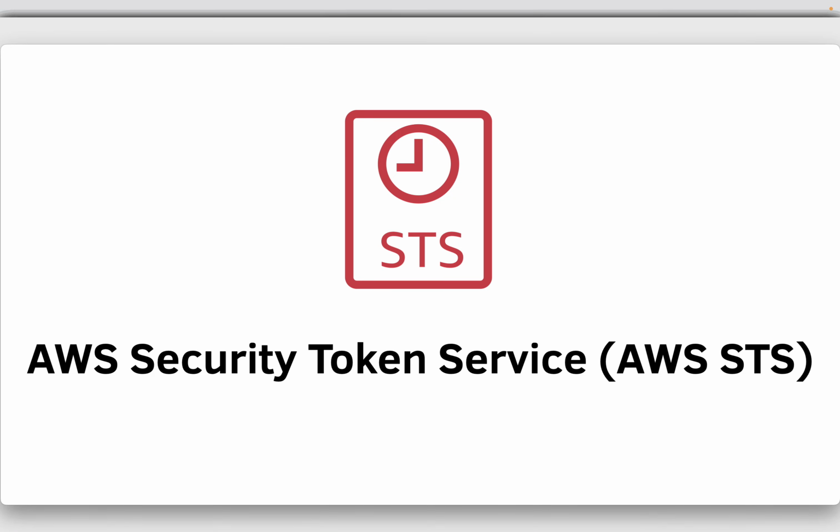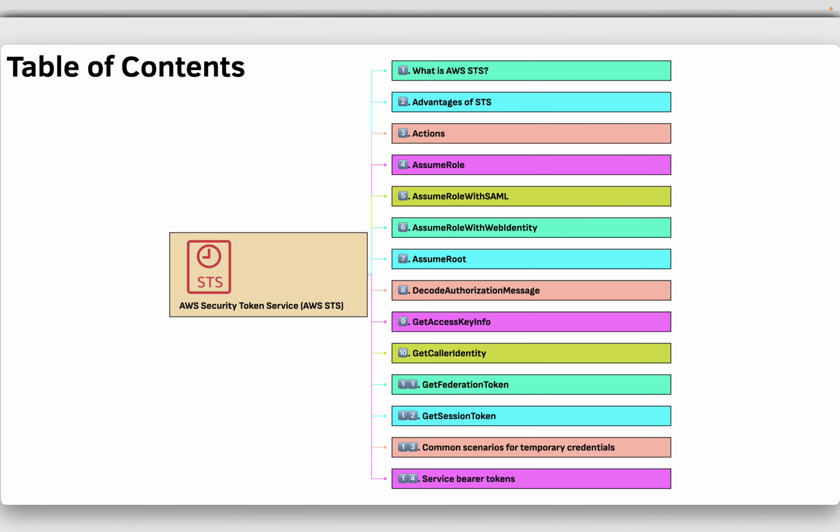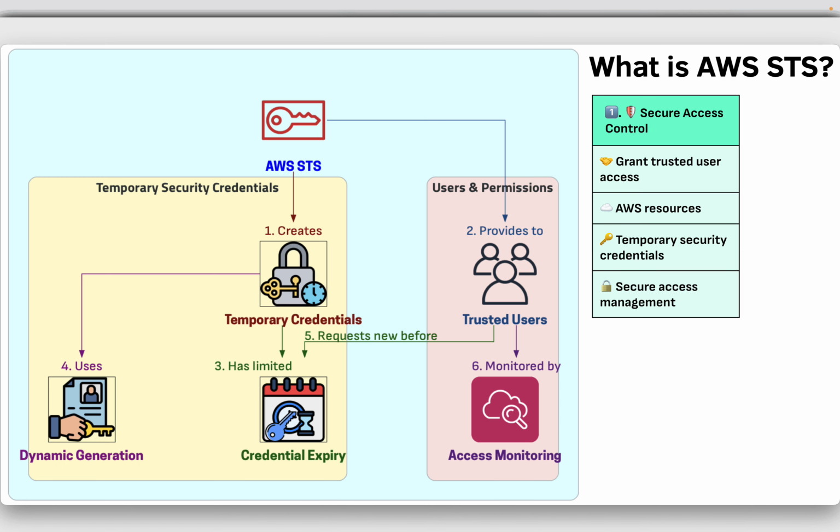Hello everyone and welcome to the lecture on AWS Security Token Service, AWS STS. So this lecture will contain all those topics. What is AWS STS? Advantages of STS, actions: assume role with SAML, assume role with web identity, assume root, decode authorization message, get access key info, get caller identity, get federation token, get session token, common scenarios for temporary credentials and service bearer tokens. So what is AWS STS?